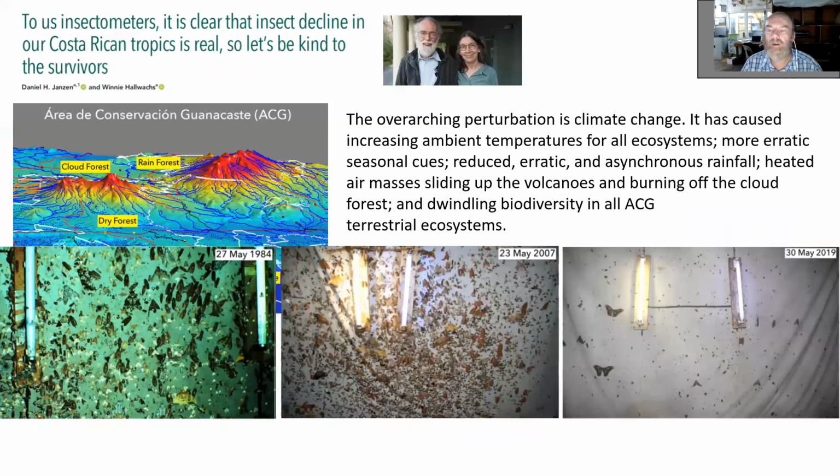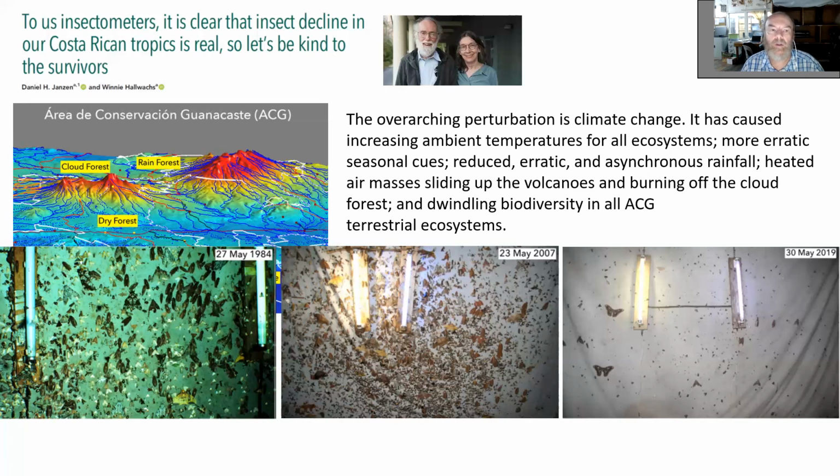But the more interesting question is what's happening in tropical rainforests. And the problem is that, again, in the tropics, especially where we have so many interesting things to do, nobody is really counting insects. I have been in New Guinea for 25 years, typically 6 months a year. If I had really counted insects all these years, I would probably know, but we did not. Then Dan Janzen and Winnie Hallwachs have been in Costa Rica in the Guanacaste conservation area much longer, and although they are entomologists and call themselves in this paper insectometers, they don't have quantitative data.